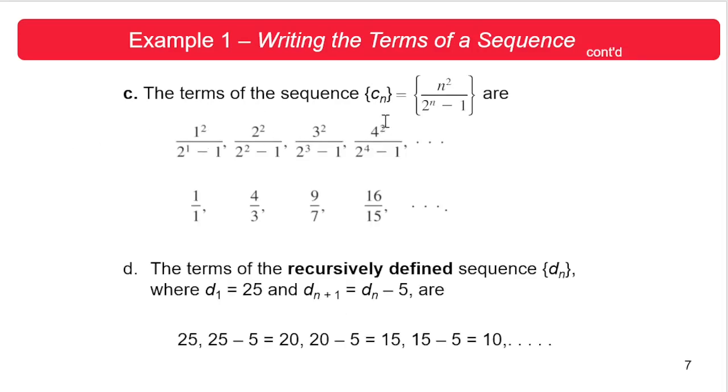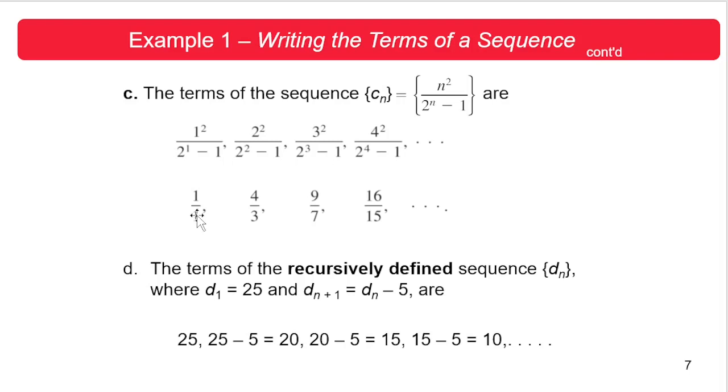Okay, another example, suppose the sequence is defined as the set of terms defined as C sub n, where C sub n is n squared over 2 to the n minus 1. Again, if the value of n is 1, then you have 1 squared over 2 to the 1 minus 1. But 2 minus 1 is 1, and 1 squared is 1, so 1 squared over 1 is 1. That's the first term of the sequence.